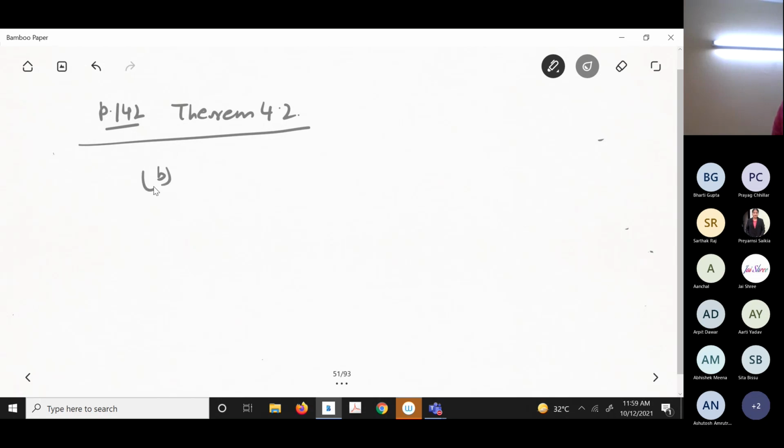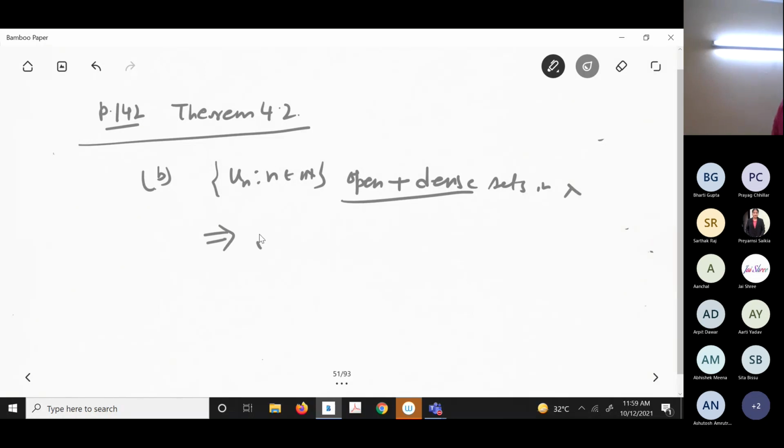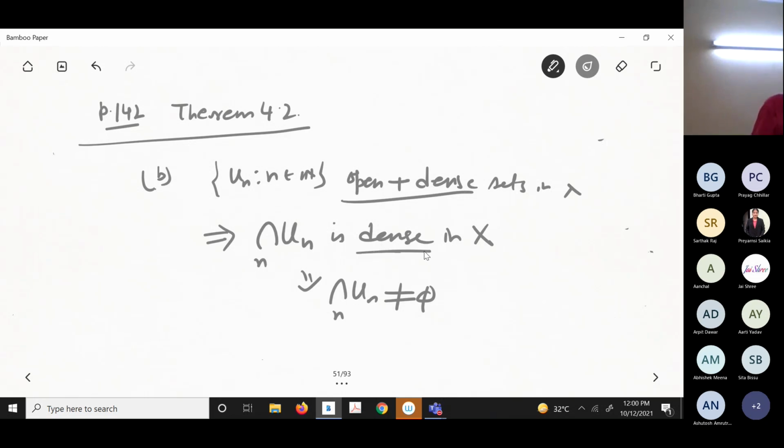Condition B, as I explained yesterday: if you have U_n, a countable family of open dense sets, then the intersection of any such family of open dense sets in X is also dense. Particularly, this is non-empty. If it were empty, then its closure would also be empty, and it can't be dense. In particular, it implies that this is non-empty. We are getting a stronger thing: it is dense in X. Dense means almost X. So condition B is very useful.